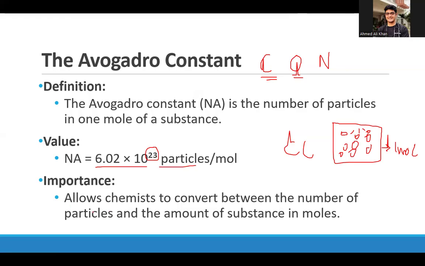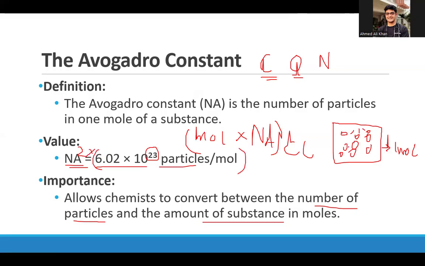The importance of the Avogadro constant is that it allows chemists to convert between the number of particles and the amount of substance in moles. To calculate the number of particles, you multiply the moles by Avogadro's constant, abbreviated as Na. So moles times Avogadro's constant is the number of particles. If you have 2 moles of carbon dioxide, it would be 2 × 6.02 × 10^23 particles. That's how many particles there are in 2 moles of carbon dioxide.